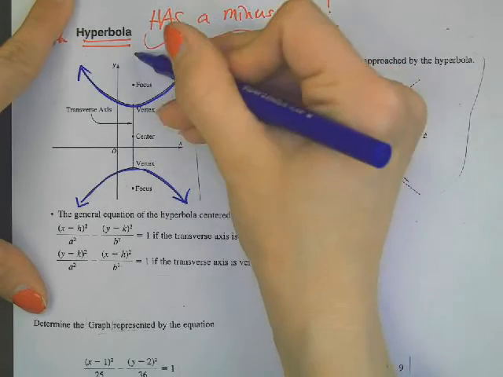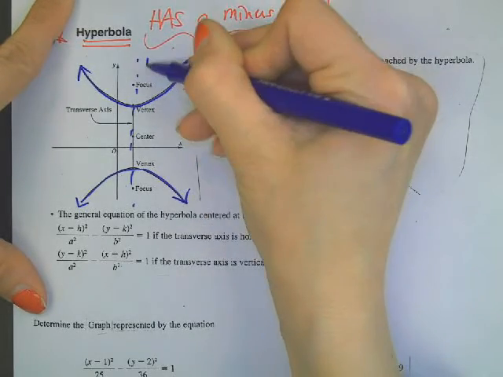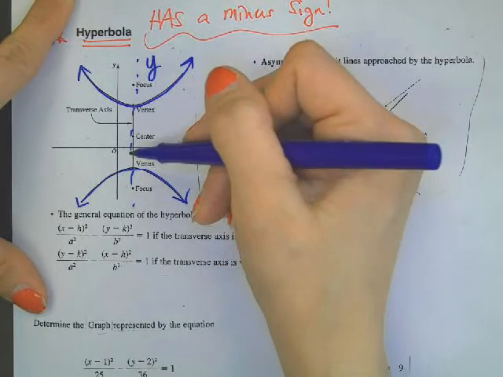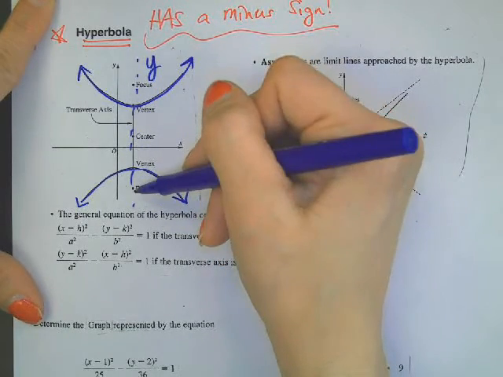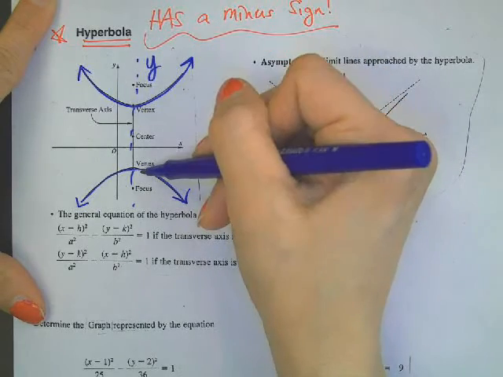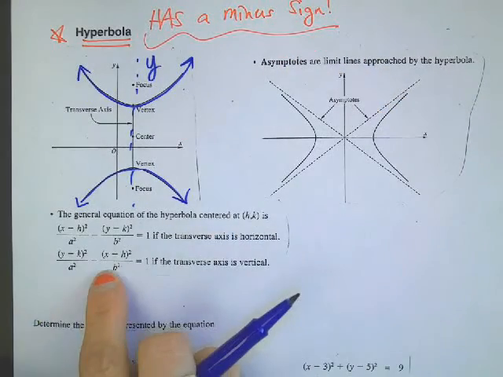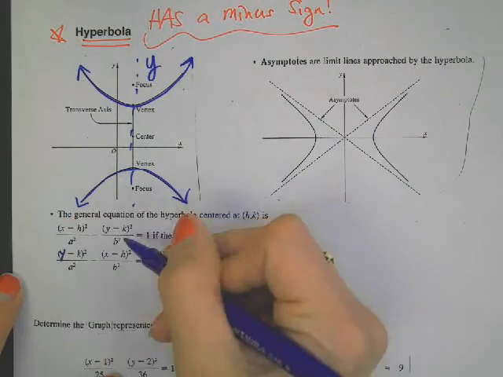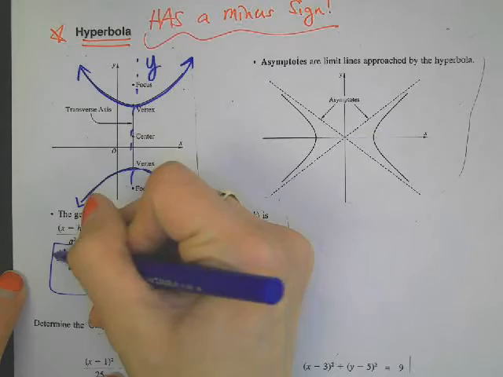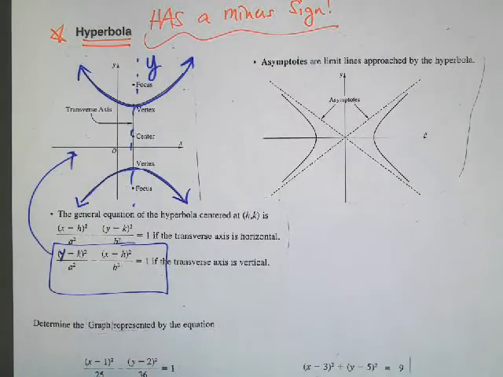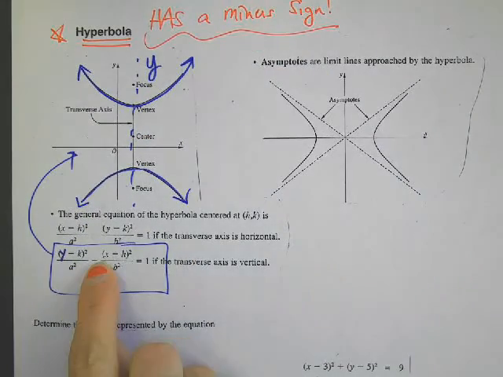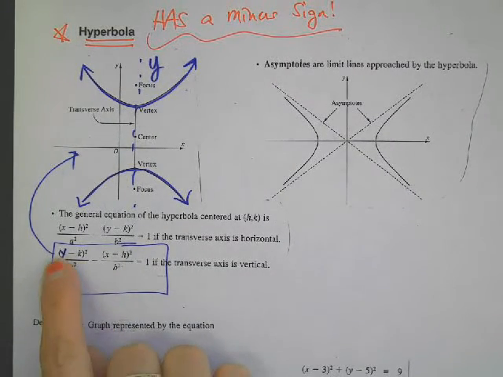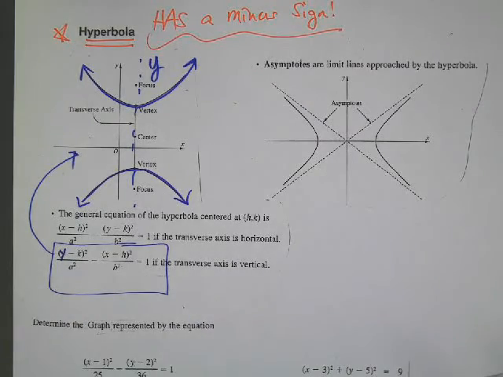This one is going up and down, okay, along the y axis, kind of. So if the y is going up and down, then you want to get the equation that has a y first. So this equation right here goes with an up-down hyperbola. Now I know that there's a minus sign in the middle. That's how I know it's a hyperbola. And if the y is first, that means it's going up and down.